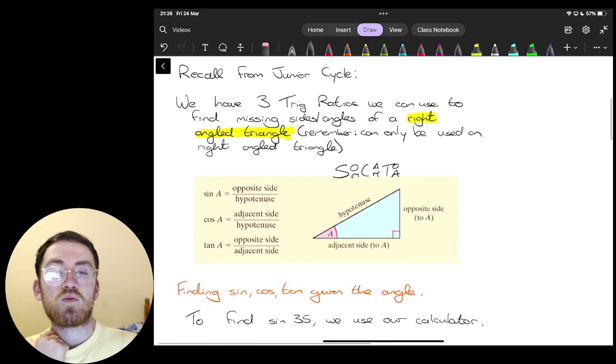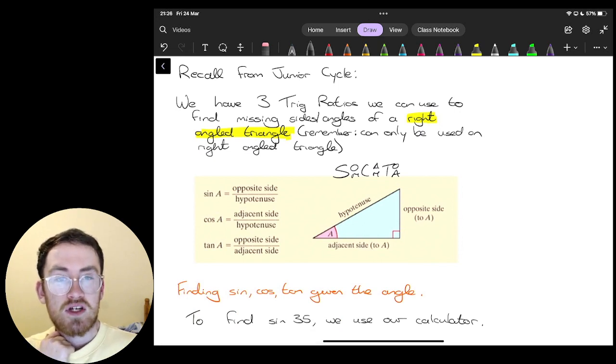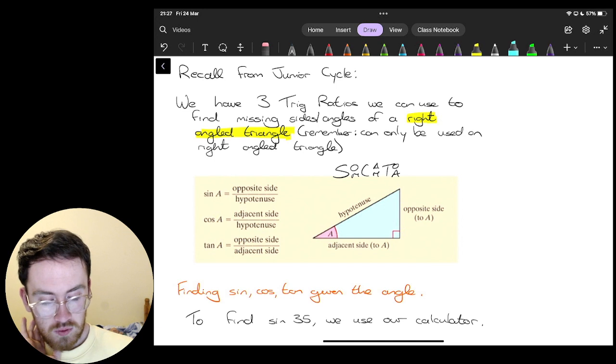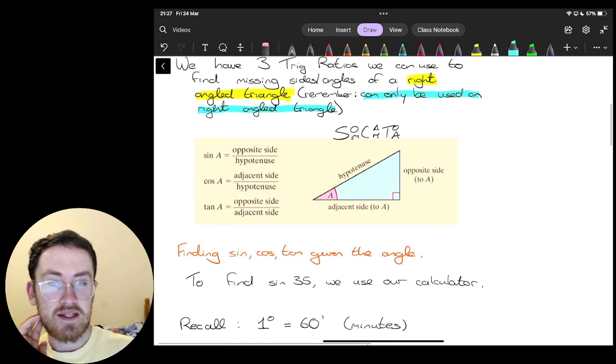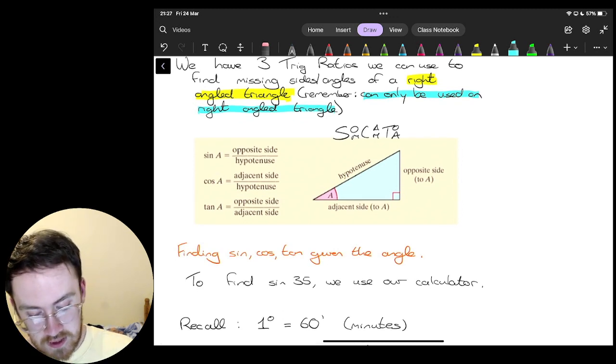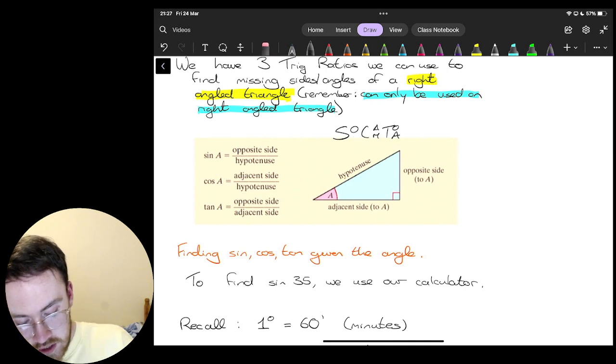What we should remember as well from junior cert is your 3 trig ratios. We can use these ratios to find missing sides or missing angles of a right angle triangle. And that's important to remember as well, they can only be used on right angle triangles. And the way we remember them is this mnemonic, SOHCAHTOA. Let me just make that clear as well, because that does not look like a H.